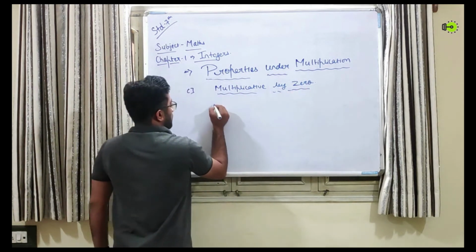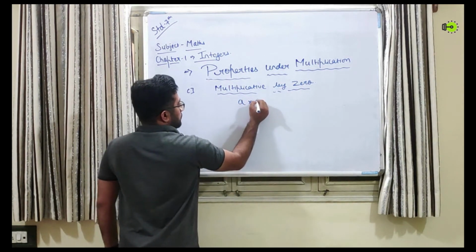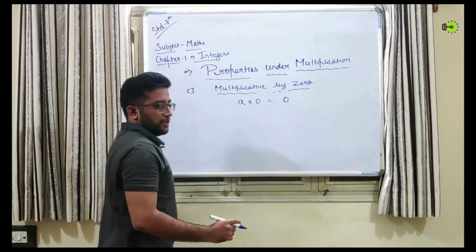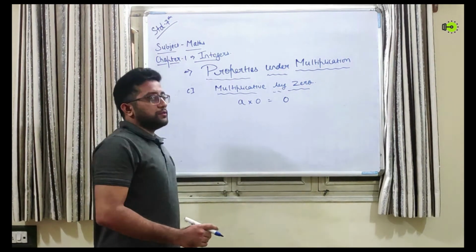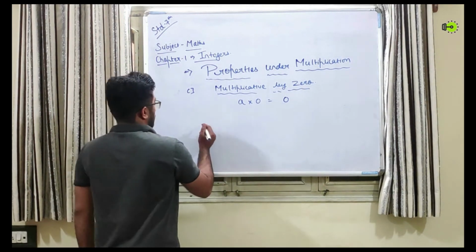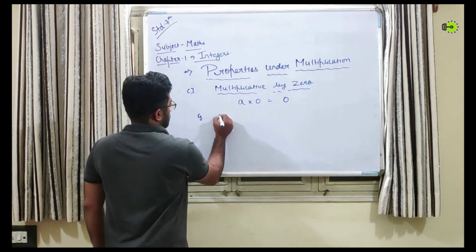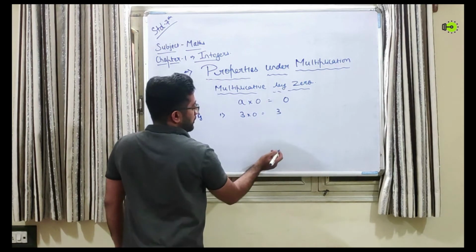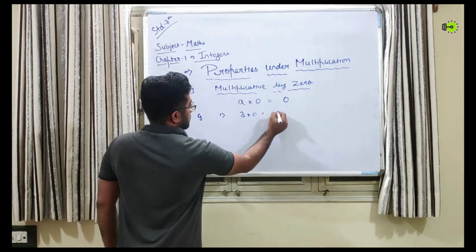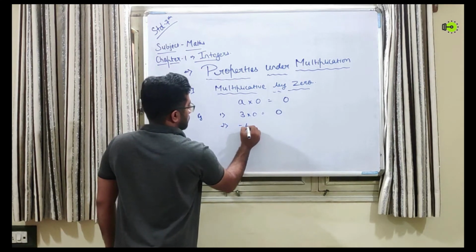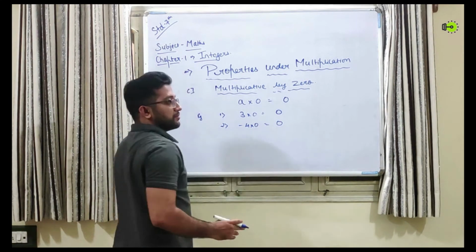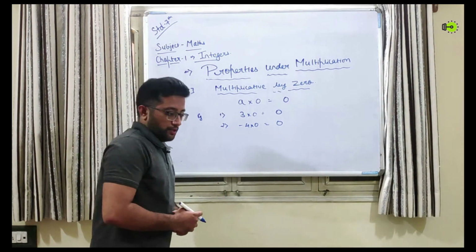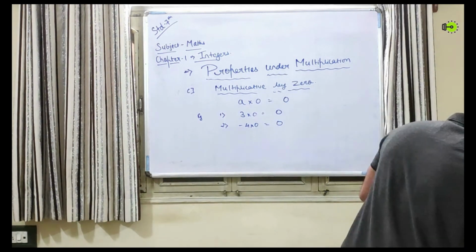Now what do you mean by this? Very simple one. The general term here is a into 0 is equal to 0. Okay. So if you multiply any number with 0, your answer will be 0. So for example, 3 multiply 0, your answer is 3? No, your answer is 0. Similarly, minus 4 multiply 0, answer is 0. So this is what we mean by multiplication by 0.